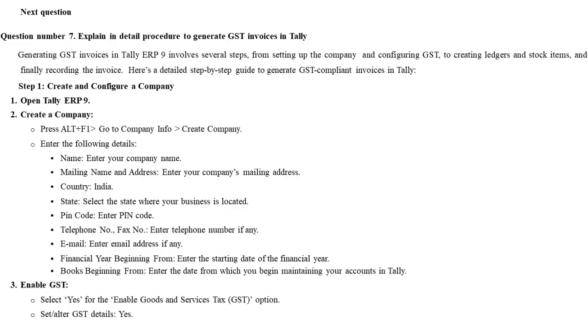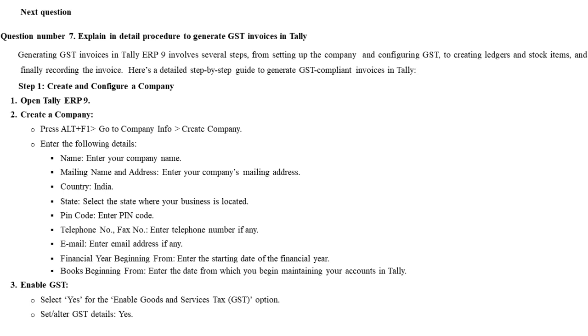Next question. Question number 7. Explain in detail the procedure to generate GST invoices in Tally. Here's a detailed step-by-step guide to generate GST compliant invoices in Tally. Step 1. Create and configure a company. 1. Open Tally ERP9. 2. Create a company. Press Alt plus F1, go to Company Info, Create Company. Enter the required details.